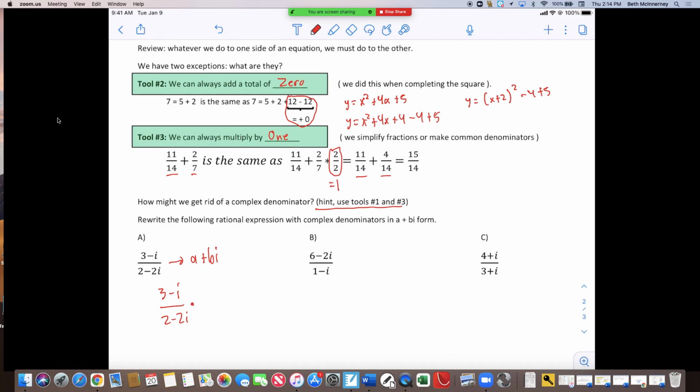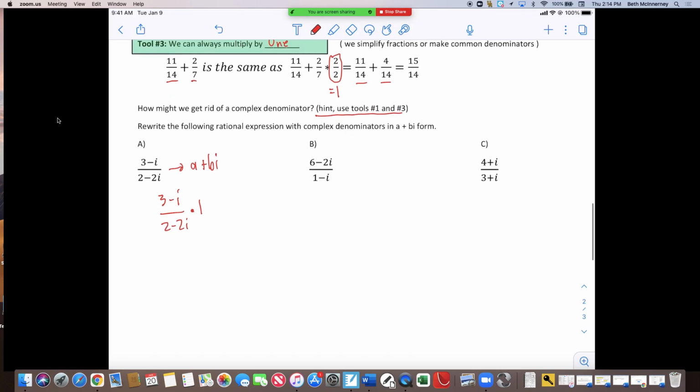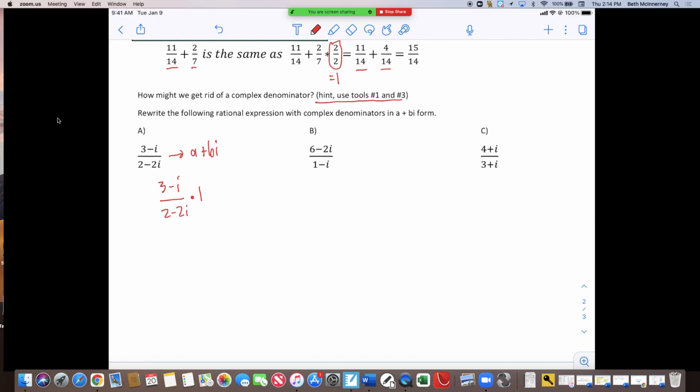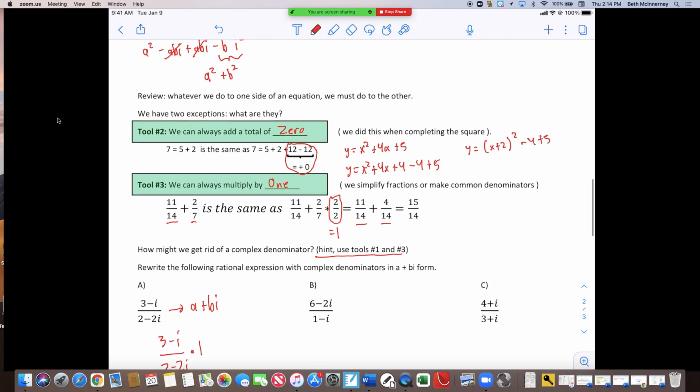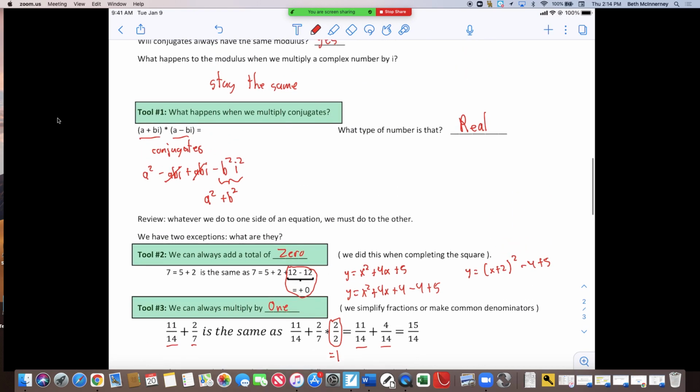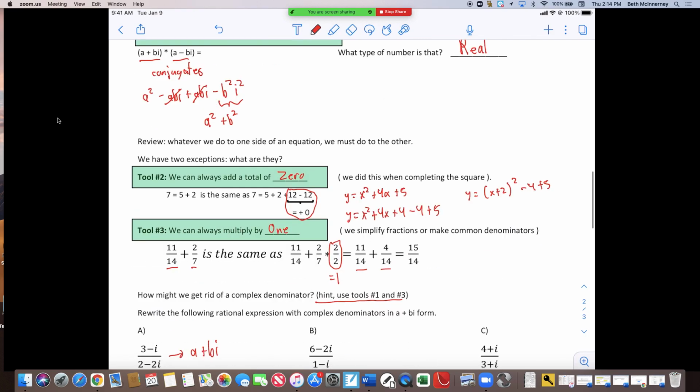So we're going to multiply it by 1, which sounds unhelpful. But any number divided by itself is what? 1. And so we can basically say we're going to multiply this by some number over itself. And putting that together with our other tool that we just learned, tool number 1, what happens when we multiply complex conjugates? We always end up with what type of number? A real number, and that's what we want in the denominator.